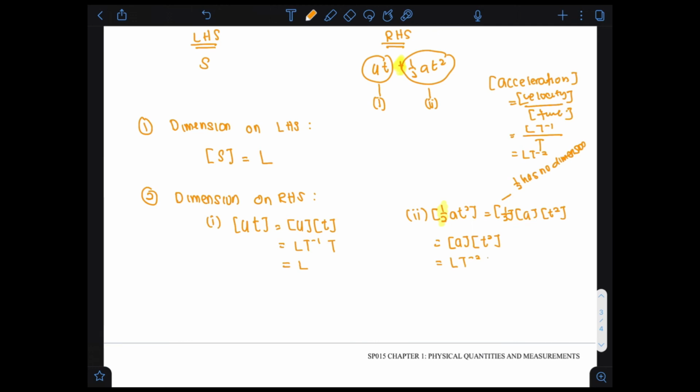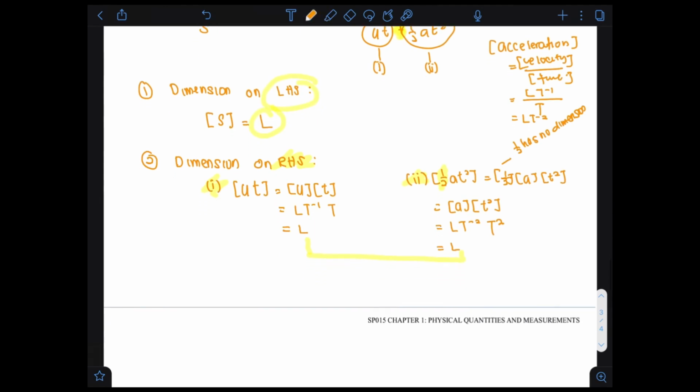So your T here, it has a square. So dimension T kamu dengan square dekat sini, kena ada square. So we're going to simplify this. LT negative 2 T square, you end up with L sahaja. And as you can see, right hand side kamu ada part 1 dan juga part 2. Kedua-dua part 1 dan part 2 mempunyai dimension yang sama. L is equals to L. Maksudnya, your dimension on the right is the same here, L and L. And you can see that dimension on the left hand side is also L.